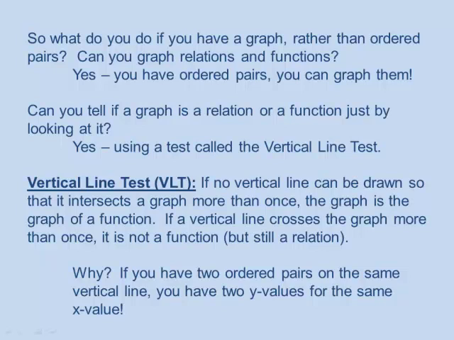If a vertical line crosses the graph more than once, it is not a function, but is still a relation. Now, why would that be? Well, if you have 2 ordered pairs on the same vertical line, then you have 2 y values for the same x value. And if you look back at the previous example that we did on the previous slide, we had 2 ordered pairs that were on the same vertical line. And so for a given x value, we got 2 y values, and we said that's not a function.